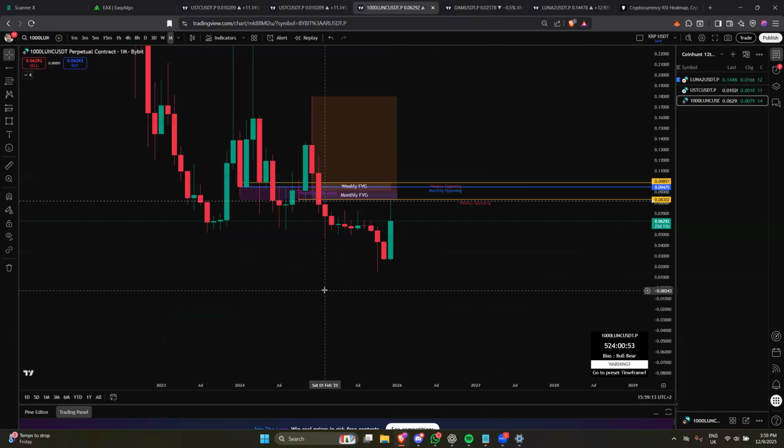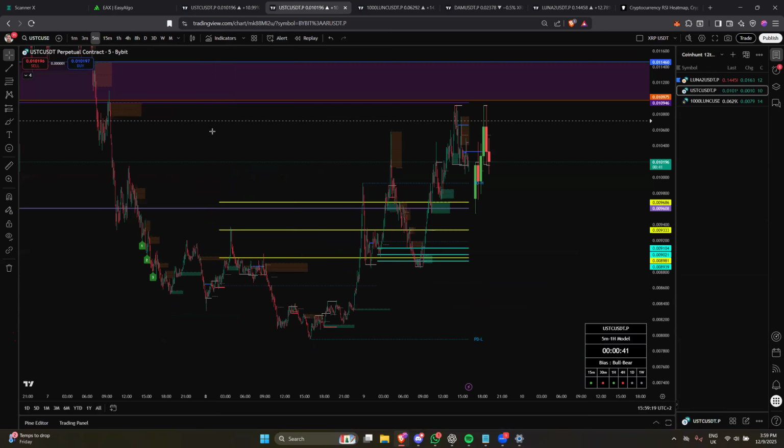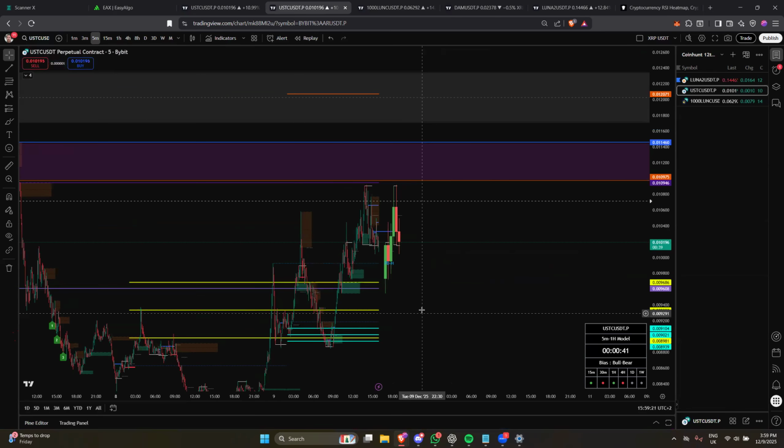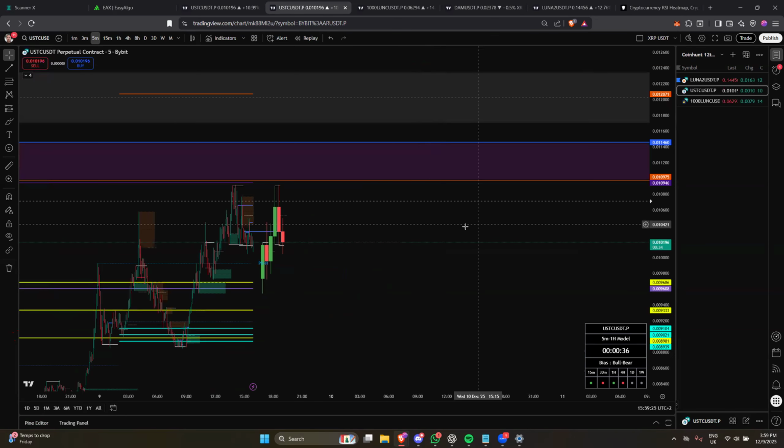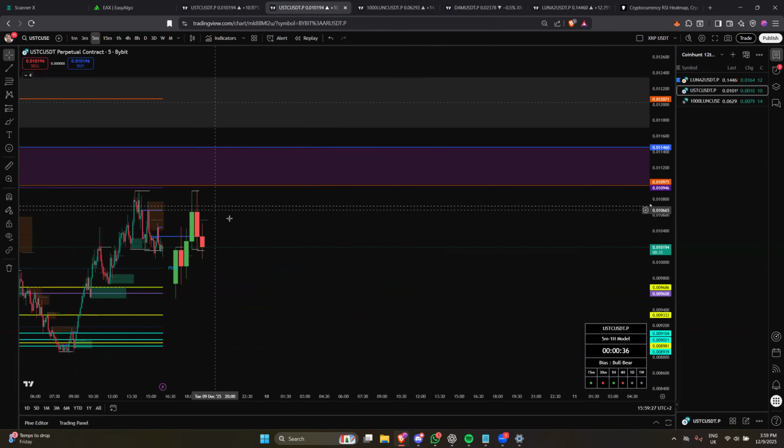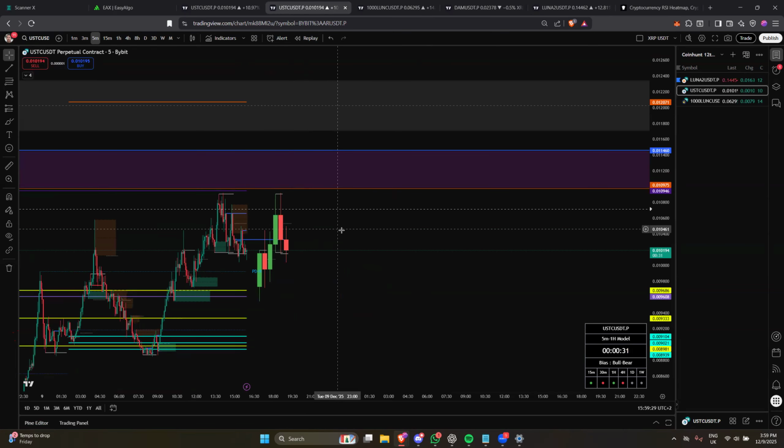Sorry, I missed where you're setting the alert. Is it above the previous week high at the other level on the last coin? On the last one here. Yeah, it doesn't necessarily have to be at a specific level.